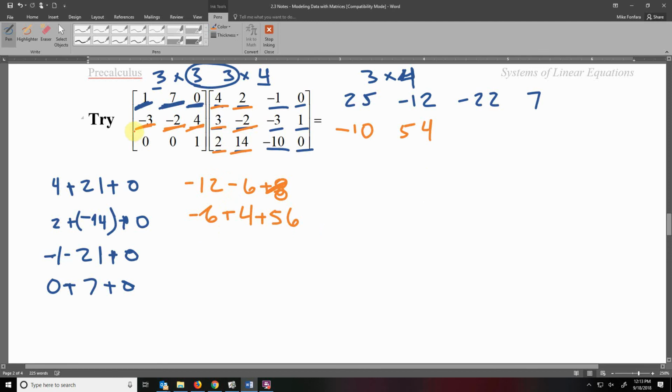And then, second row by the third column, negative 3 times negative 1 is 3. Negative 2 times negative 3 is 6. And 4 times negative 10 is negative 40. Okay, so when I combine those, I get negative 31. And then second row by the last column, negative 3 times 0, negative 2 times 1, and 4 times 0, for a total of negative 2.